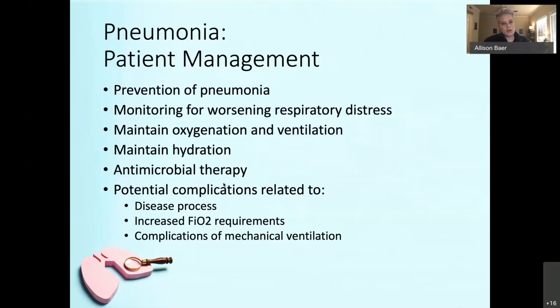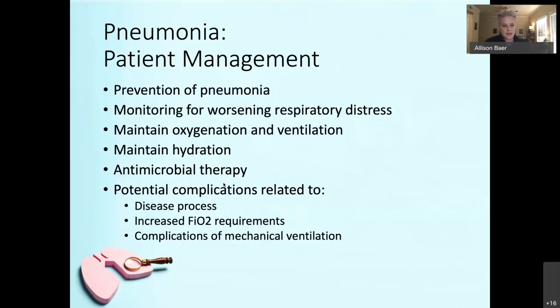But for management, first would be prevention, especially if it's a risk factor like an ET tube, trying to make sure we don't give them pneumonia in the first place. But monitoring for worsening respiratory distress, maintaining their oxygenation, ventilation, a lot of the same things we talked about with respiratory failure and ARDS. Look for complications related to the disease process. They're going to have increasing FiO2 requirements, but trying to manage that as well. And looking out again for those complications of mechanical ventilation if they're on a vent.